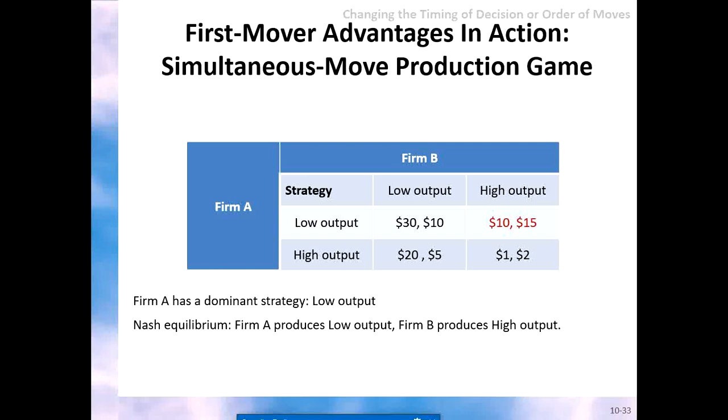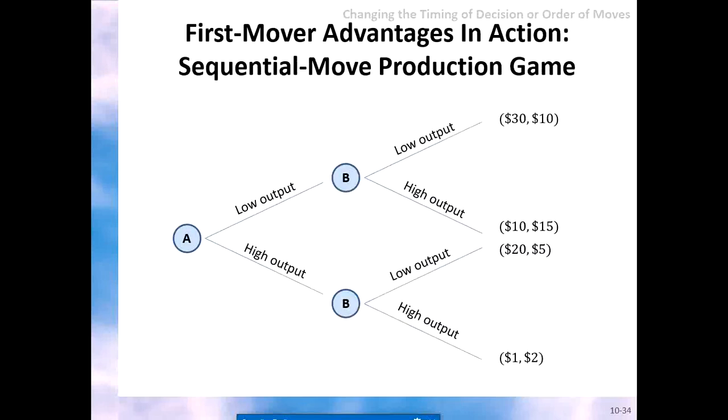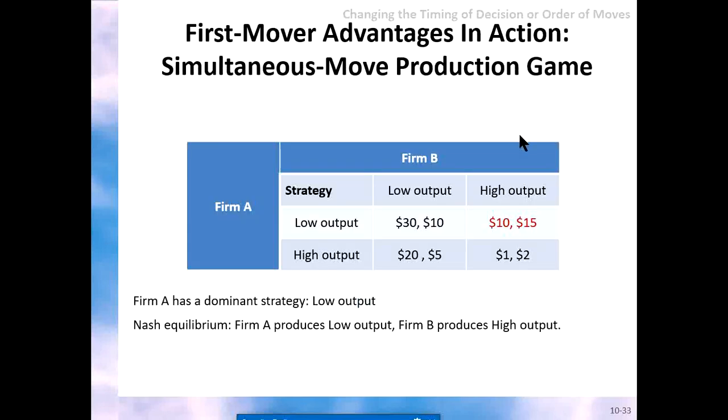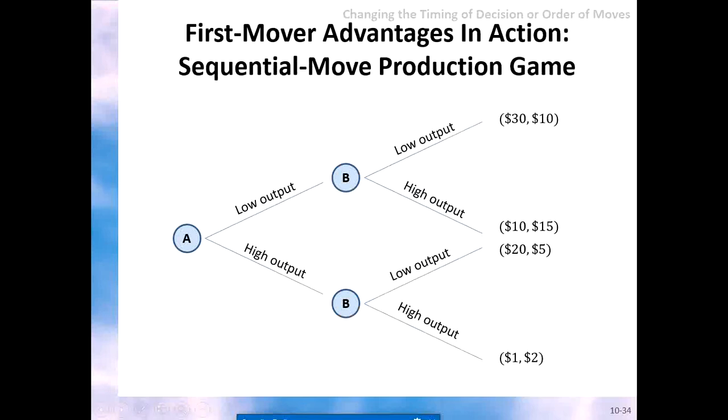But let's see what happens if firm A is the first mover. Now, if firm A is first mover and produces low output, firm B could produce low output, and then firm B gains 10 and firm A gains 30, which is this. But of course, firm B will not lower the output, because if it does so, it will gain less than when it raises the output. So what does firm B do? It will use the strategy of higher output, and therefore firm B will gain 15 and firm A will gain only 10. So if firm A lowers the output, then firm B will increase the output, and this is the Nash equilibrium.